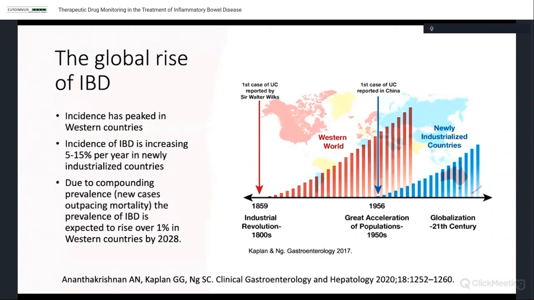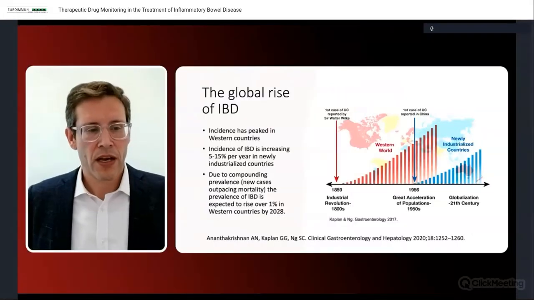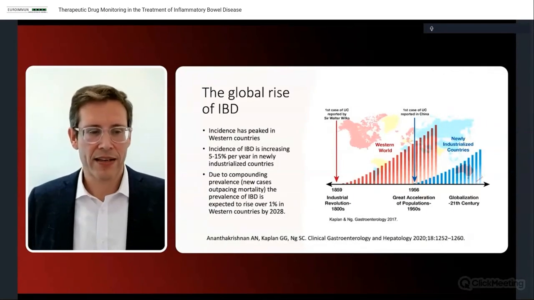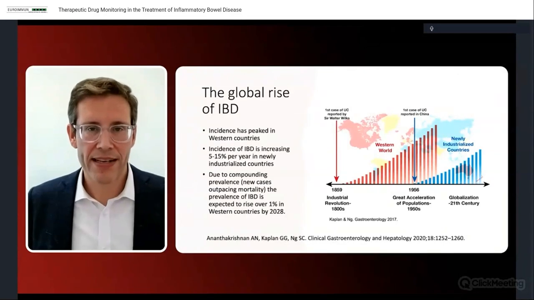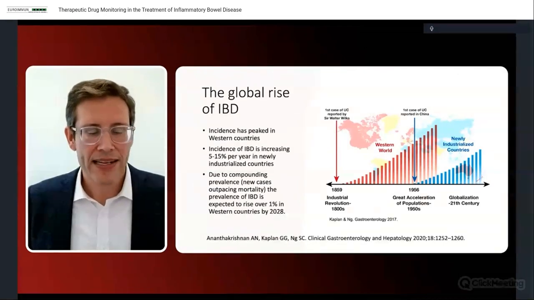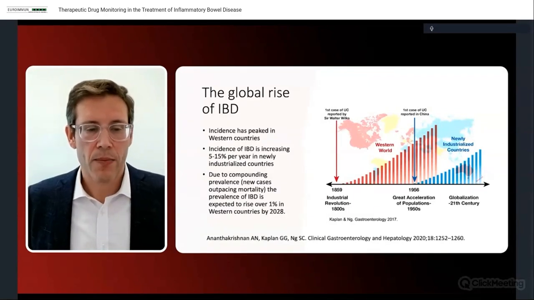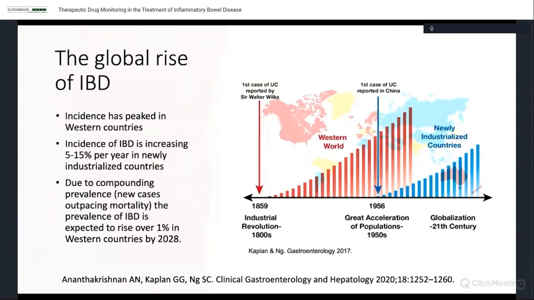The global burden of inflammatory bowel disease continues to rise. Over the last century, the incidence continued to rise in Western countries, and it's now peaked in Western countries. But in developing countries, the incidence of IBD is increasing 5 to 15% per year. And due to the concept of compounding prevalence, that is, new cases outpacing mortality, the prevalence of IBD, the number of cases existing at any given point in time, is expected to rise to over 1% or 1 in 100 individuals in Western countries by 2028. So this is a growing global problem.